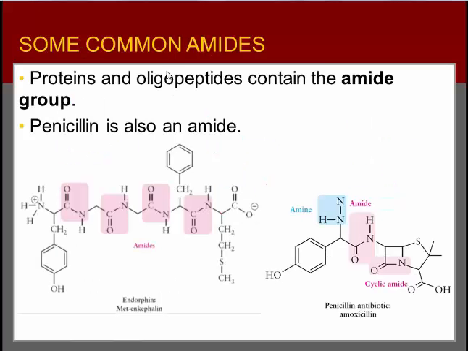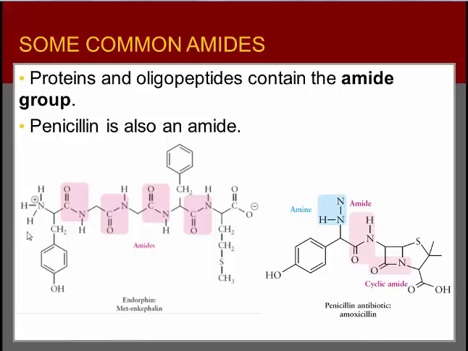Proteins and oligopeptides contain the amide group, and they're great examples of amides. The drug penicillin is also an amide. Here's penicillin. We see a cyclic amide right here: a carbonyl bound directly to a nitrogen, and that nitrogen has 2 R groups attached to it. Here we have a carbonyl bound directly to a nitrogen with an H and an R group. And this amine here in blue is not an amide because it is not bound to a carbonyl.